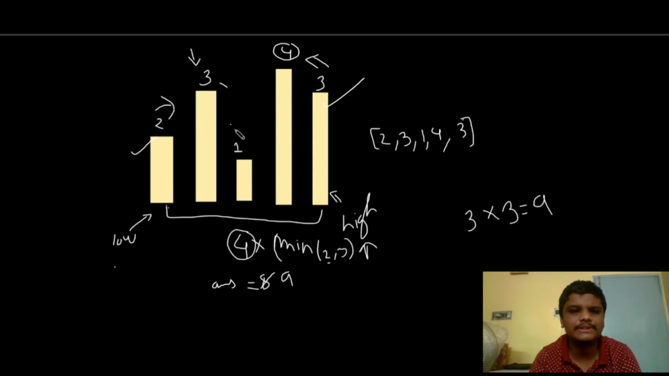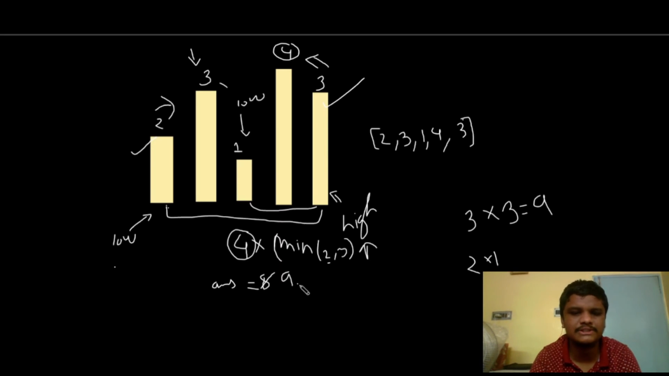Okay, let's go in this direction only. Let's move the low pointer in this direction. Currently our low is pointing over here. Now the minimum between 1 and 3 is actually 1, and the length between 1 and 3 is actually 2. So this will give me 2.